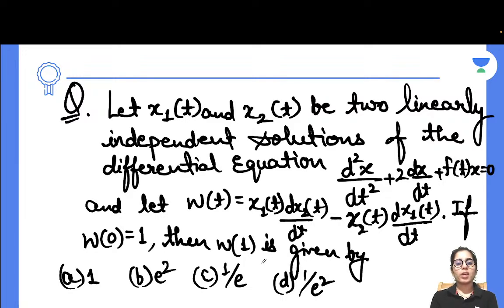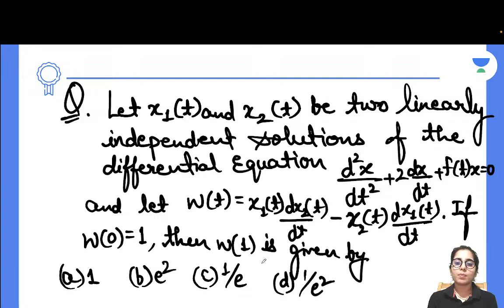So let x1(t) and x2(t) be two linearly independent solutions of the differential equation d2x over dt square plus 2 dx over dt plus f(t)x is equal to 0. And let W(t) is equal to x1(t) dx2(t) over dt minus x2(t) dx1(t) over dt. If W(0) is equal to 1, then W(1) is given by what? That's what we have to consider, okay?